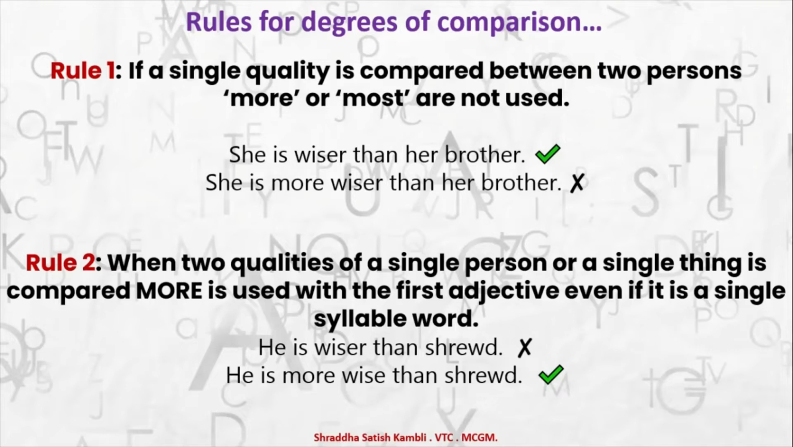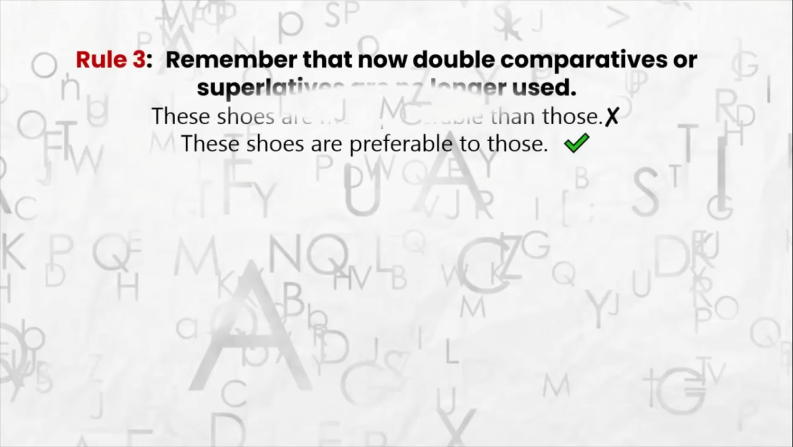If you say he is wiser than shrewd, then it is wrong. So certain places you make use of more wise and certain places you make use of wiser. Where do you say only wiser? We say only wiser if you're comparing a single quality. And when you say more wise, we are comparing two qualities of a single person. Okay, so this was rule number 1 and rule number 2. Let's move on and let's see the next rule. Remember that now double comparatives. See, language is a thing which is evolving daily.